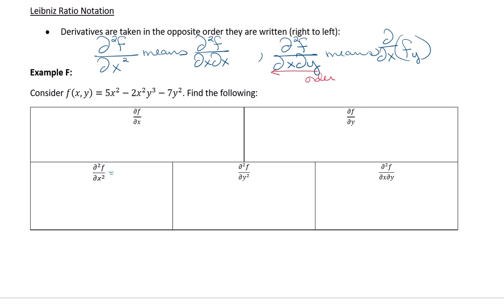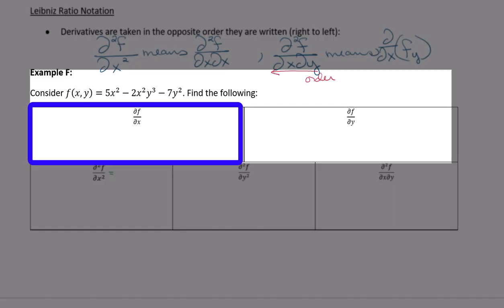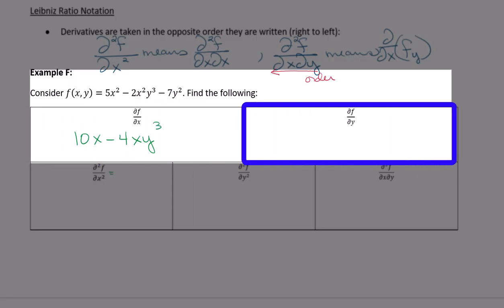Let's take a look at example f, where we have the function f of xy equals 5x squared minus 2x squared y cubed minus 7y squared. In the top first block, we are taking the first order derivative with respect to x. So that will give us 10x minus 4x y cubed. And then the second block to the right, we're taking the first order partial derivative with respect to y. So we would go to the second term and get negative 6x squared y squared minus 14y.